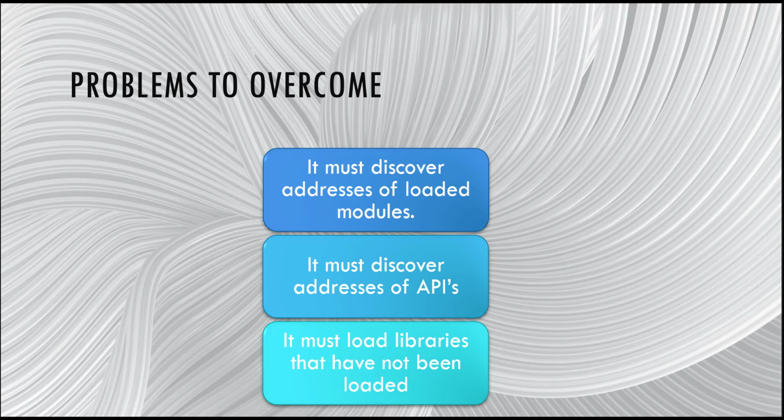So again, we need to discover addresses of APIs once the modules have been loaded. An additional problem is, what if we want to call on an API, but the module, or the library, the DLL, has not been loaded? How can we do that? Well, we've seen how we can do that. The LoadLibraryA, we can make use of that function. So these are all important problems that don't have an easy solution, but through the last few videos, I think we've come up with some ways that we can address these problems.